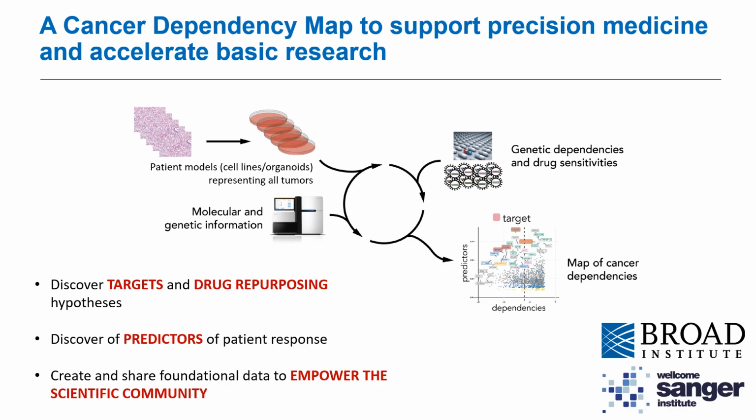The goal of the Cancer Dependency Map is to understand the relationship between the genetic alterations and molecular features of cancer and the dependencies they cause. We do this by systematically identifying genetic dependencies and drug sensitivities in expandable long-term cancer models. The goal is to discover targets, drug repurposing hypotheses, and biomarkers that predict such dependencies. And we make all this information available to researchers on the web portal at depmap.org.